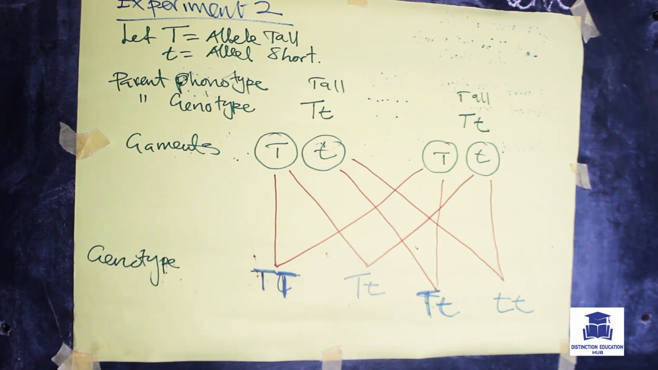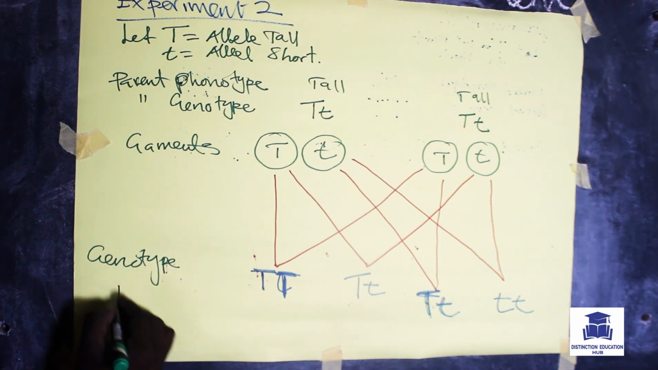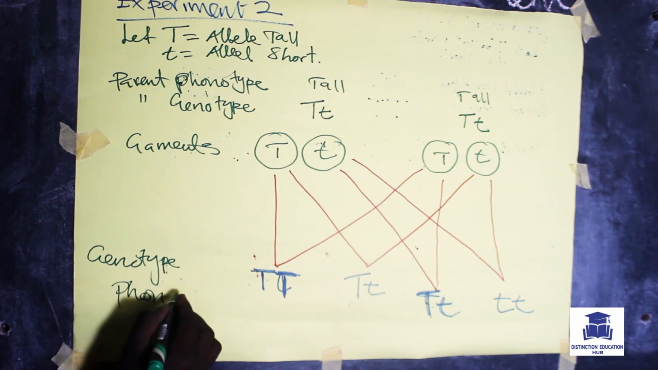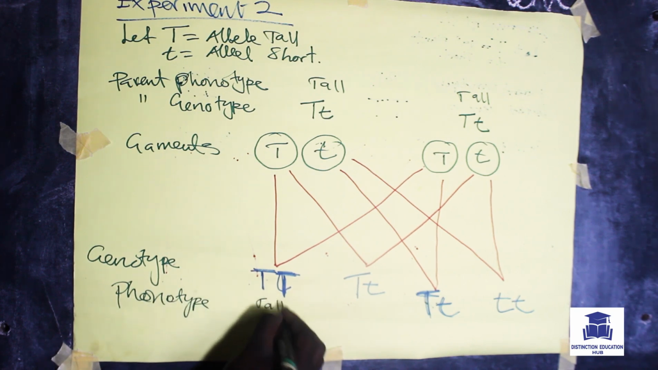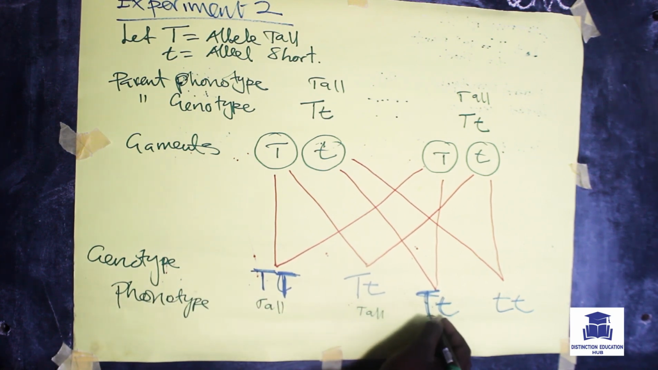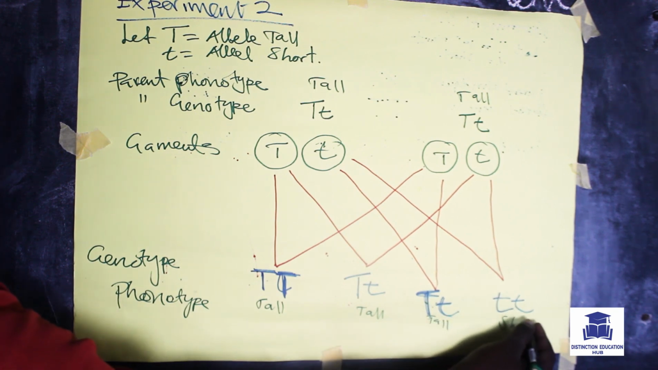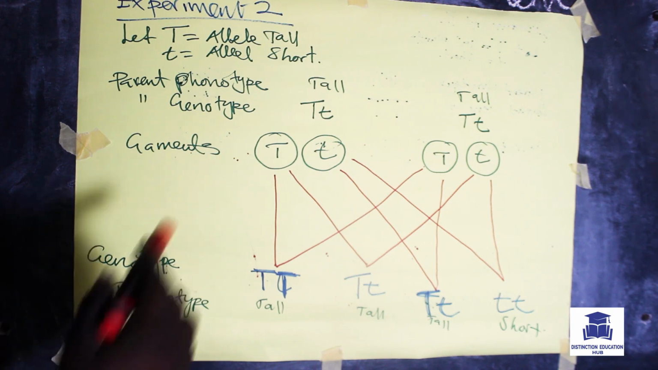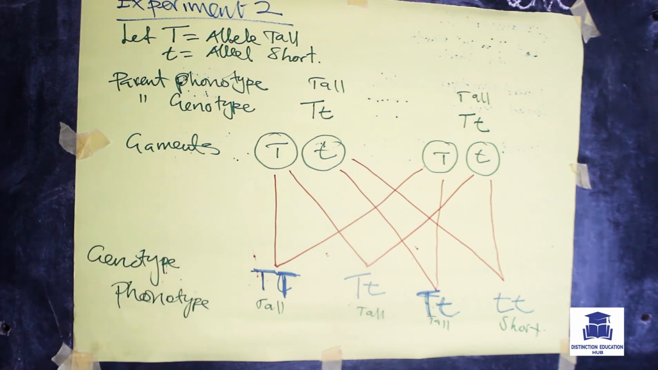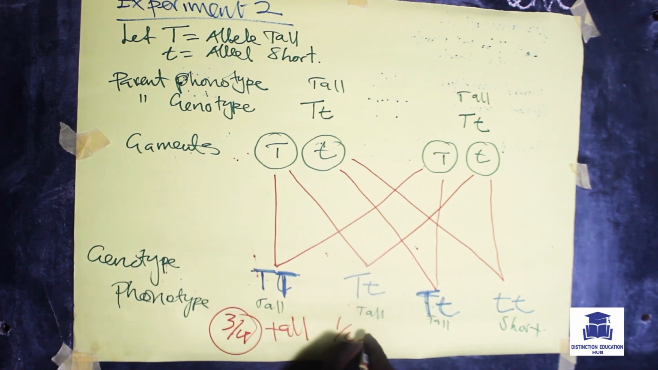Then what will be the phenotype? So what is the phenotype? The phenotype for this, we are going to have tall. So this is tall, that is tall, this is tall, and this is short. So what can be our conclusion? Our conclusion is that in this experiment, when we crossed the second generation, we had 3/4 being tall, and only 1/4 of that was short.